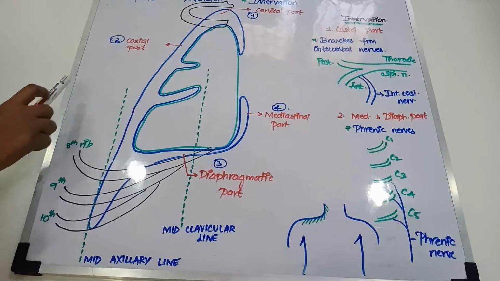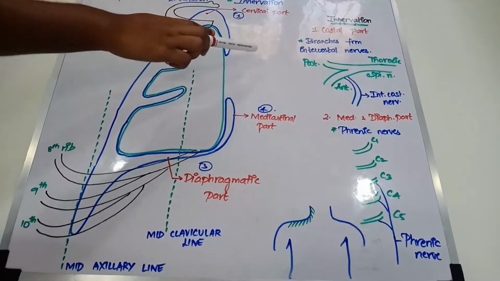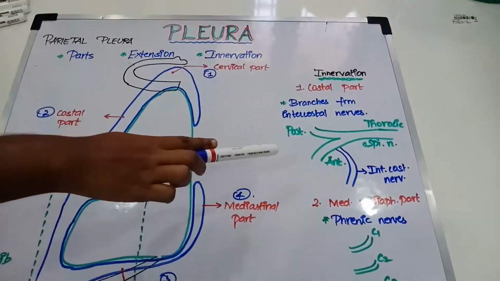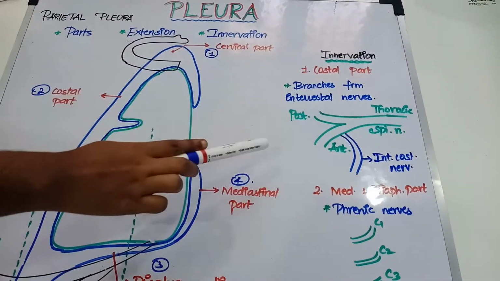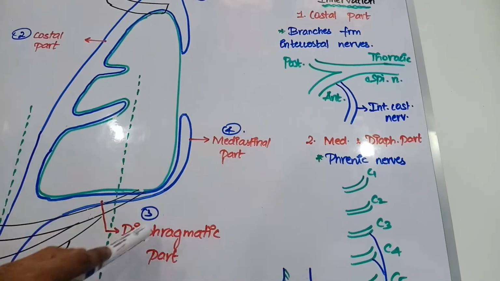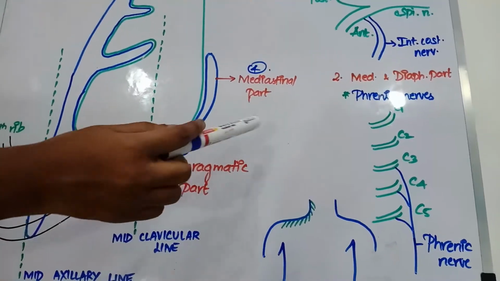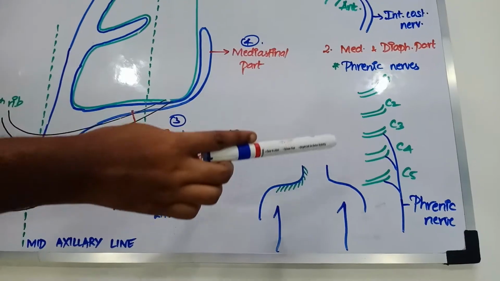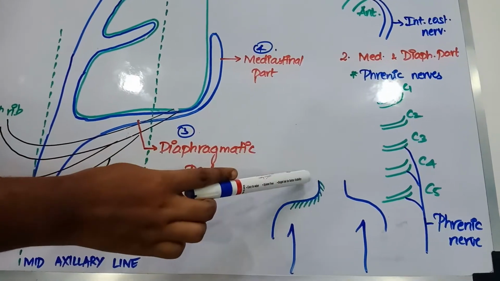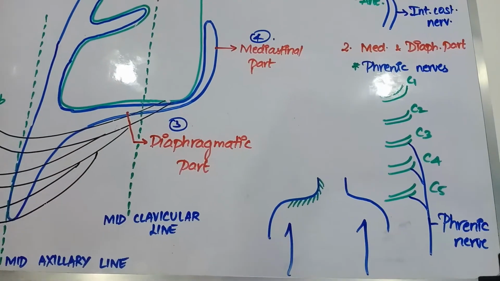And its innervation: the costal part is supplied by the branches from intercostal nerves, which in turn are branches from the anterior part of the thoracic nerve. And the mediastinal part and the diaphragmatic part are supplied by the phrenic nerves, which in turn are branches from the C3, C4 and C5 spinal nerves.